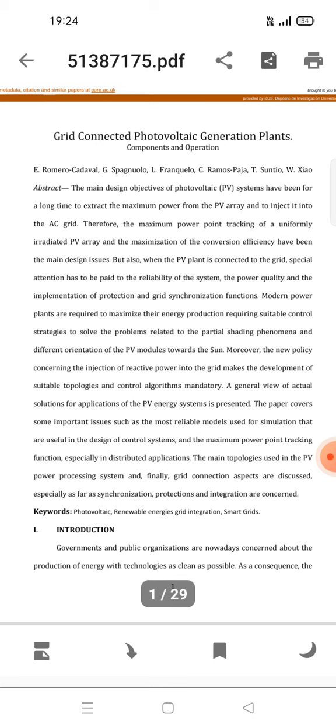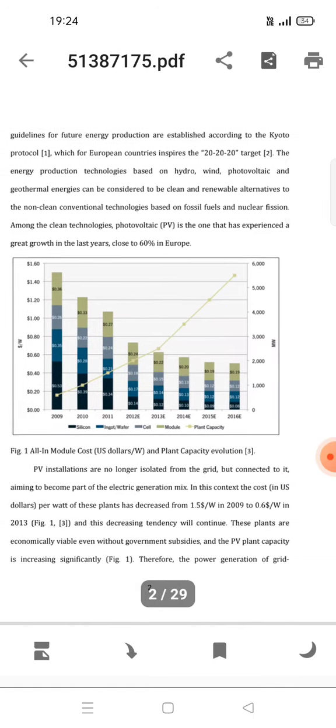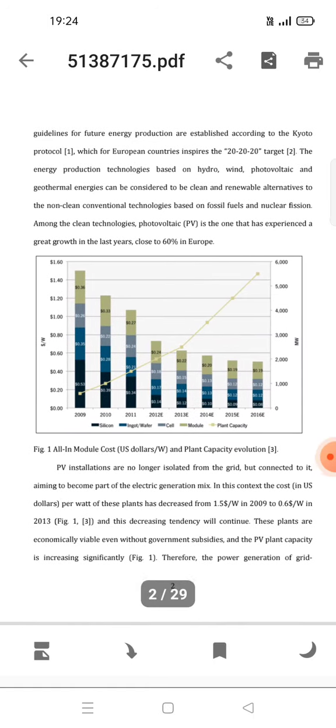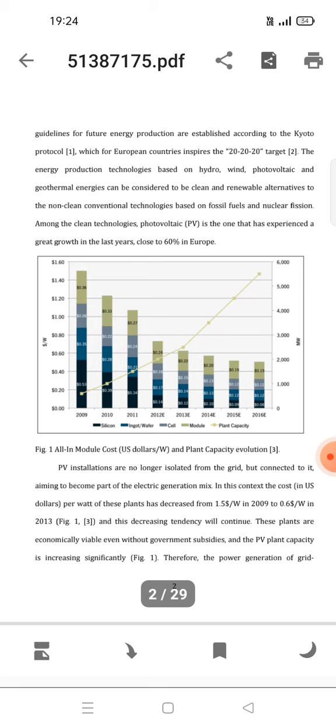Introduction. Governments and public organizations are nowadays concerned about producing energy with technology that is as clean as possible. As a consequence, guidelines for future production were established, such as the Kyoto Protocol and the European Council of 2020. Hydro, wind, photovoltaic and geothermal energies can be considered clean renewable alternatives to non-clean conventional technologies based on fossil fuels and nuclear fusion.